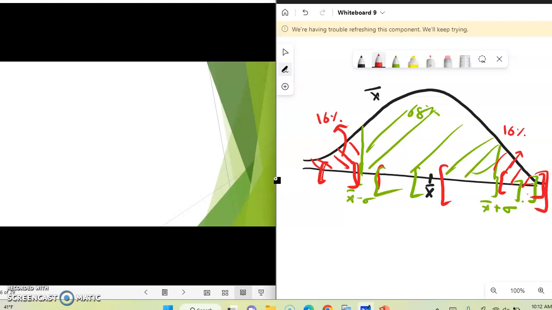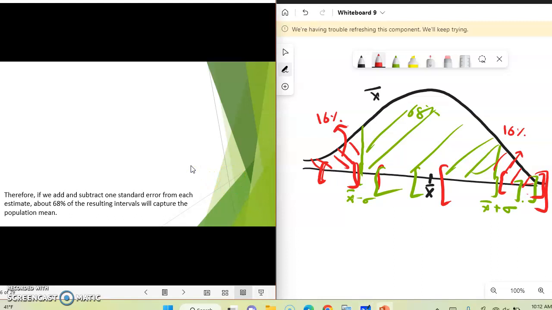So how many times if you can find an interval, it will actually contain the true population mean? It will be happening 68% of the times, because 68% of the sample means are lying in between one standard deviation, right? So we can say if we add and subtract one standard deviation from each estimate, about 68% of the resulting intervals will capture the population mean.